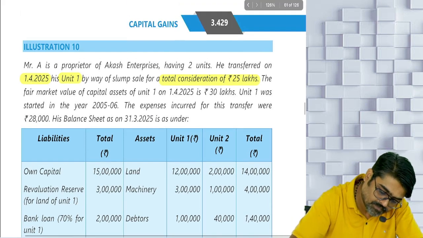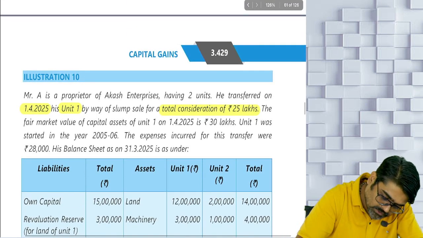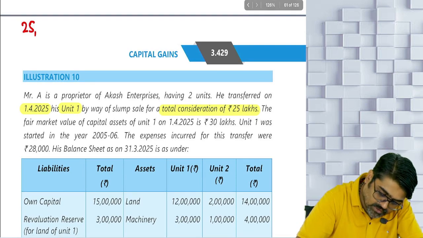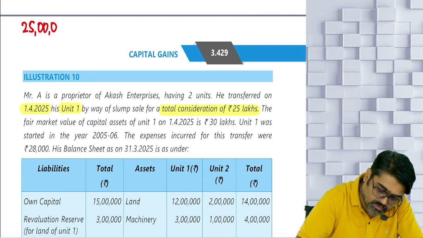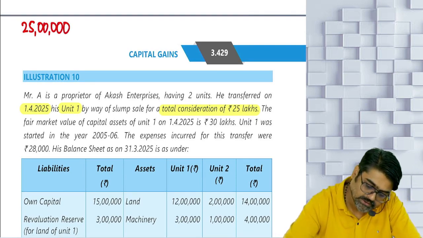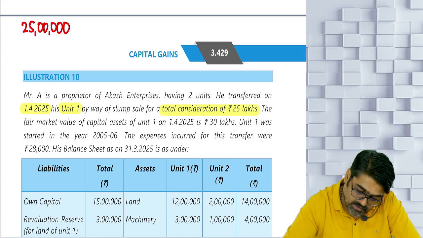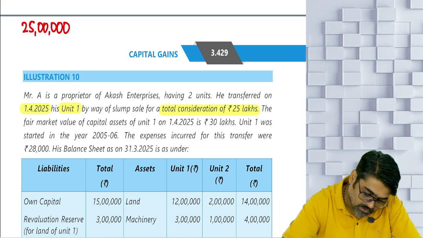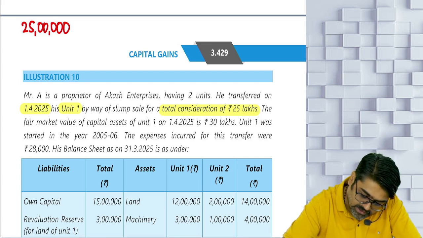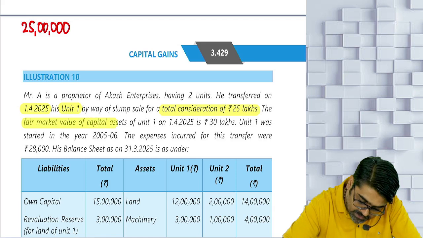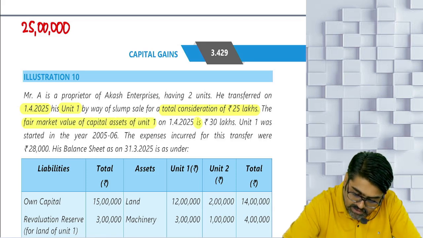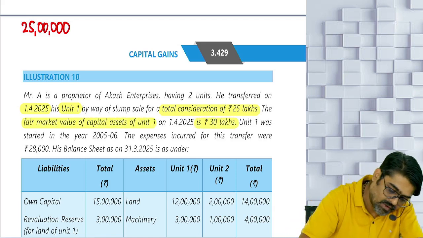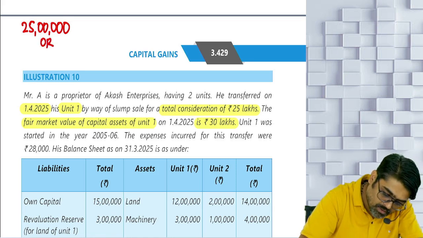So right now, what is the full value of consideration? Tell me. 25 lakhs, no? So this 25 lakh is the full value of consideration for transferring your unit 1. Okay. Now, fair market value is also given, sir. The fair market value of the capital assets of unit 1 is 30 lakhs. So 25 lakhs or 30 lakhs.